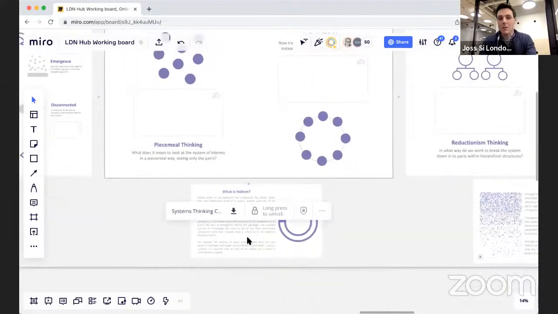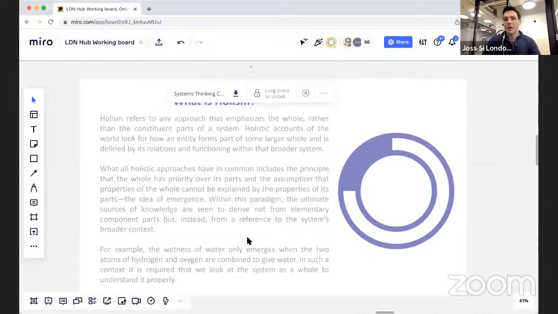So maybe I'll say a little bit about holism. Hopefully you're familiar with this. Holism refers to any approach that emphasizes the whole rather than the individual parts of a system. Holistic accounts of the world look at how an entity forms part of some larger whole and is defined by its relations and functioning within that broader system. What all holistic approaches have in common includes the principle that the whole has priority over its parts and the assumption that the whole can't be explained by the properties of its parts alone.